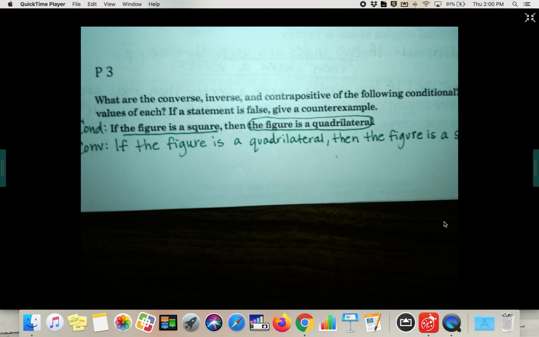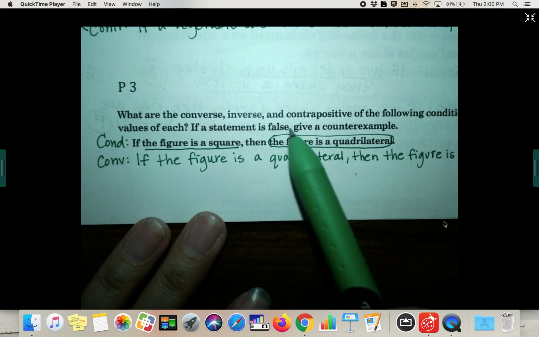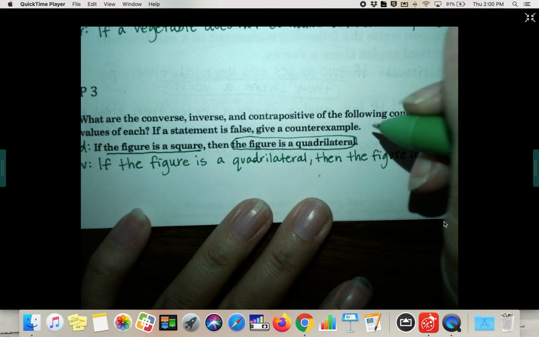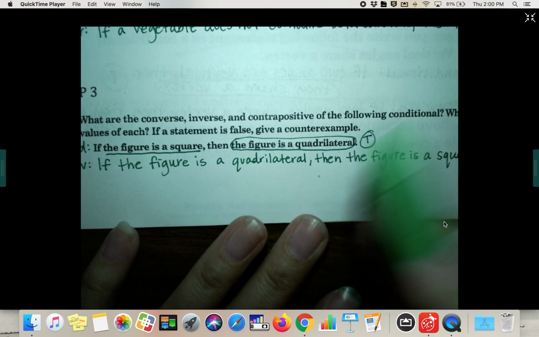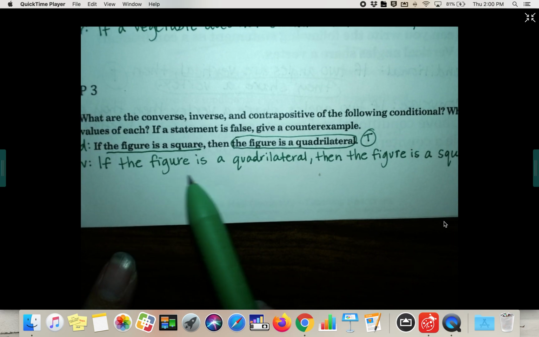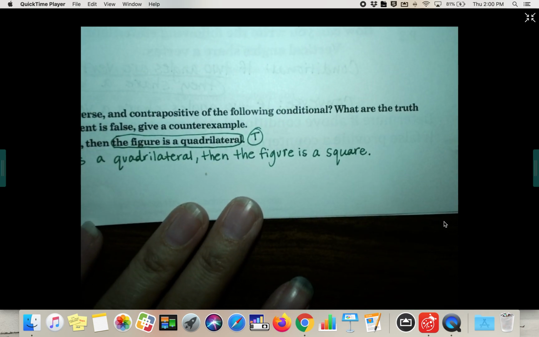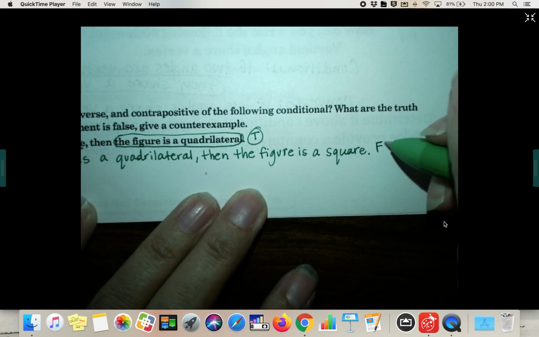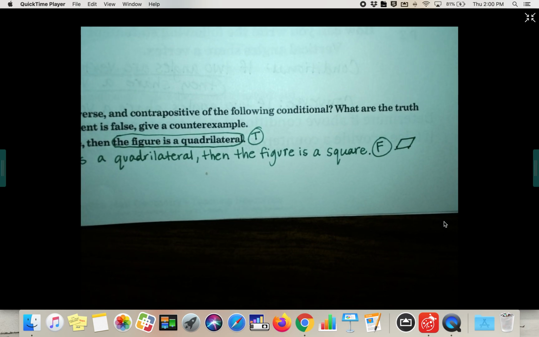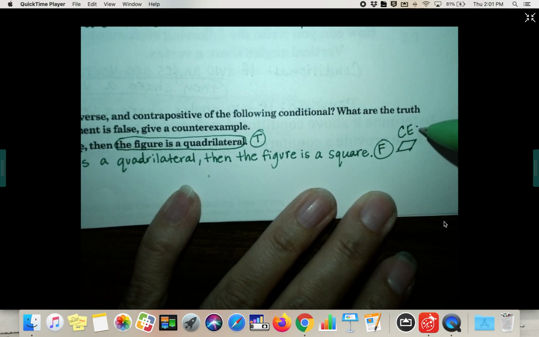All right, I forgot to do the true or false about the first conditional statement. So if the figure is a square, the figure is a quadrilateral. That would be true. All squares are quadrilaterals, four-sided shape. However, if the figure is a quadrilateral, four-sided shape, does it have to be a square? This one is false, and I'm thinking of a rhombus. So that is a quadrilateral, but it is most definitely not a square. This is my counterexample.